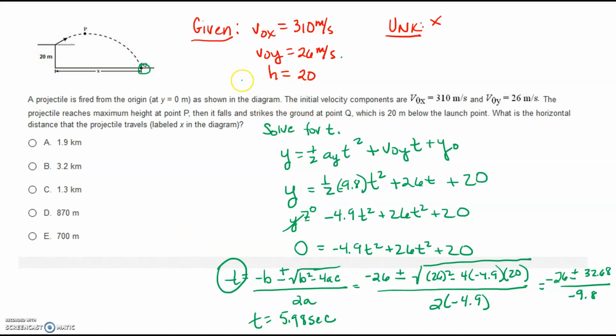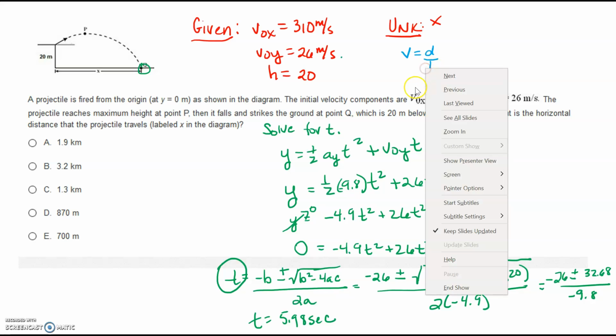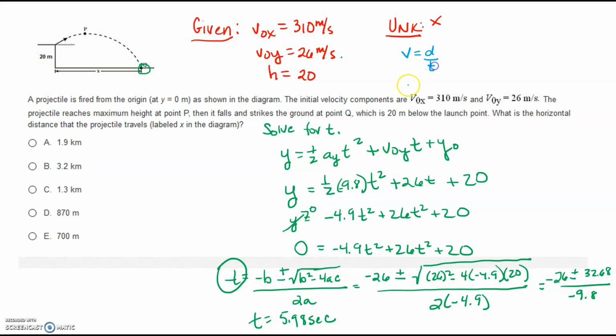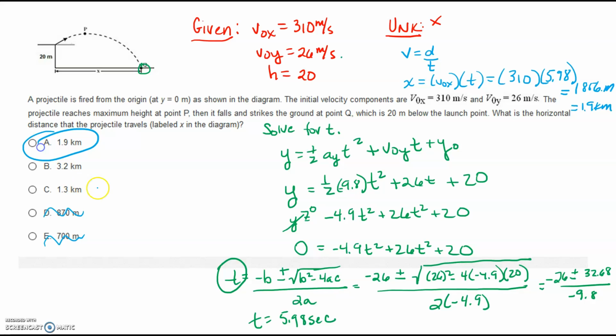So what we're going to do is come up here. Velocity is equal to distance over time. So if I'm looking for distance, or x, I'm going to multiply velocity in the x times time. So that's going to be 310 times 5.98 seconds, which is 1,856 meters. Now, that's not this one and that's not this one, but this is 1.9 kilometers. All right.